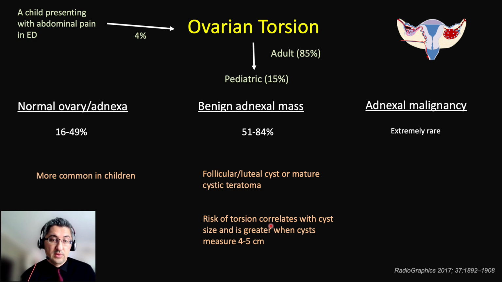The risk of torsion correlates with cyst size and is greater when cysts measure 4 to 5 centimeters. A normal ovary can also be torsed, less commonly, 16 to 49%, and torsion in a normal ovary is more common in children than adults. A torsion associated with an adnexal malignancy is extremely rare. We almost never see it in children.